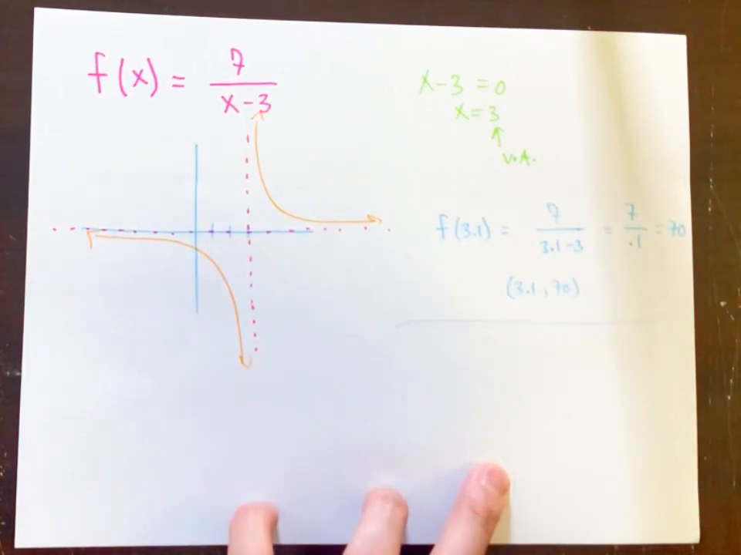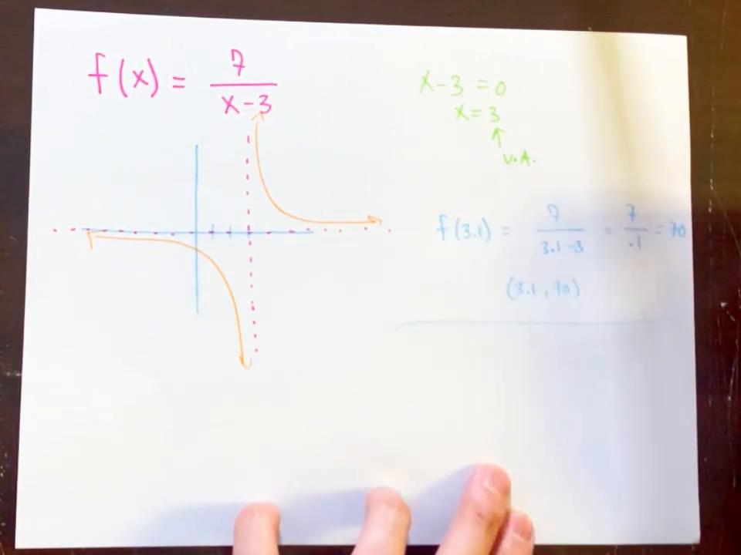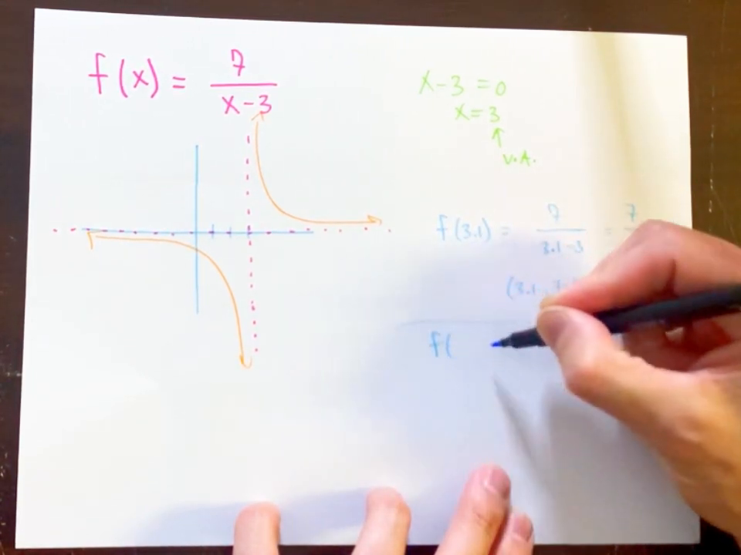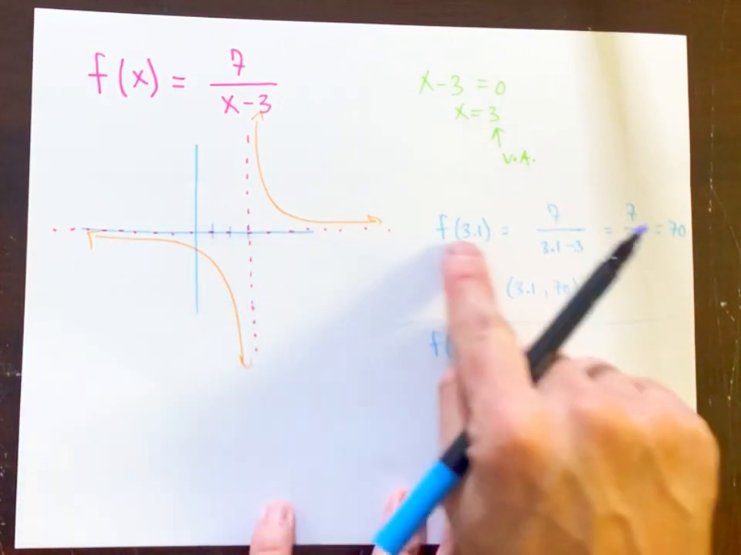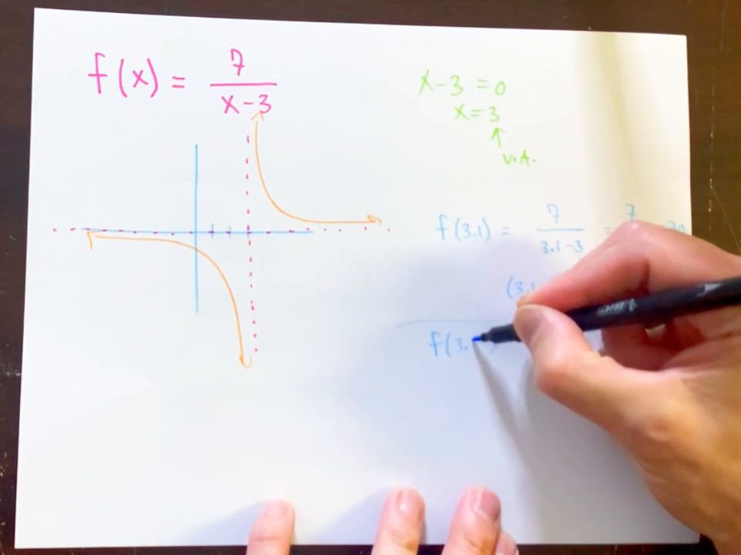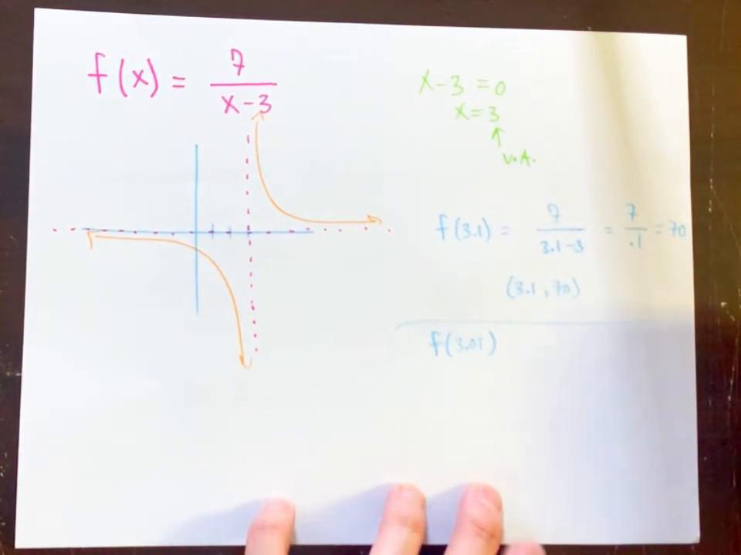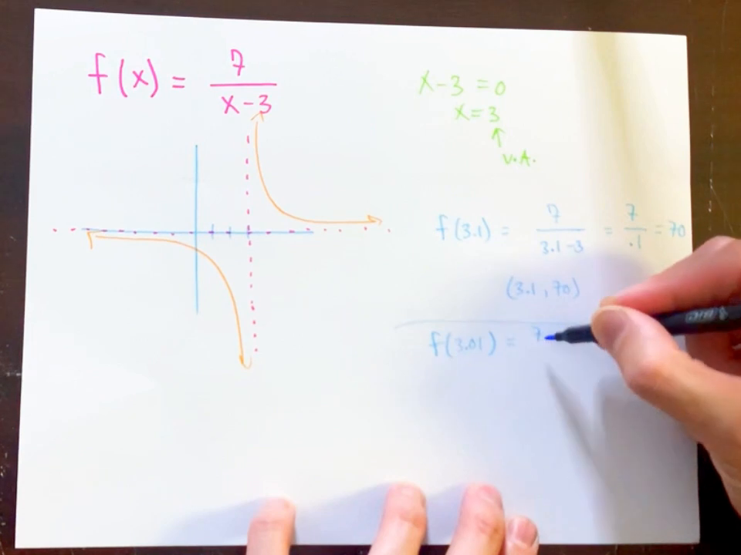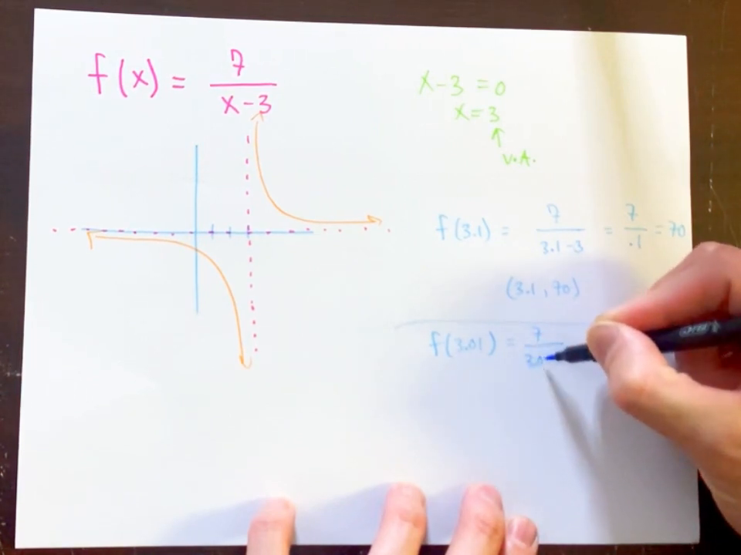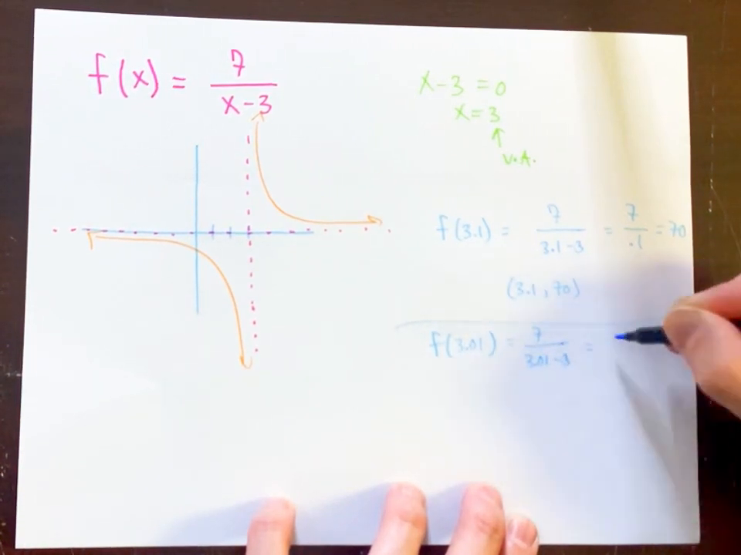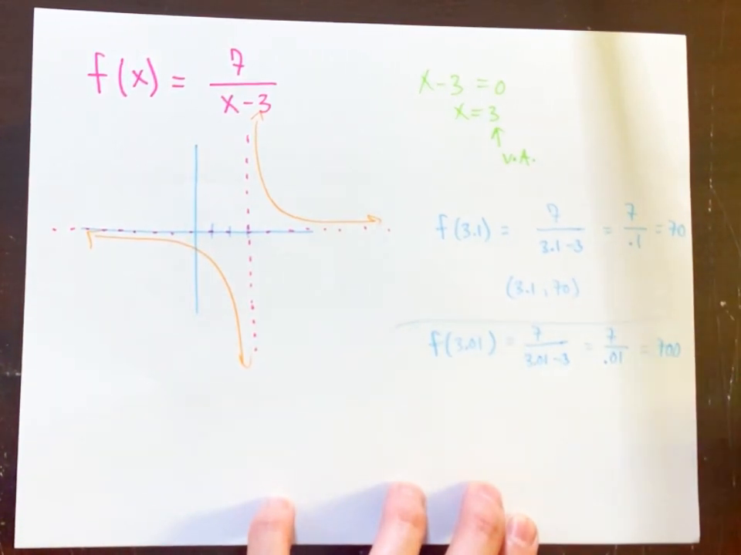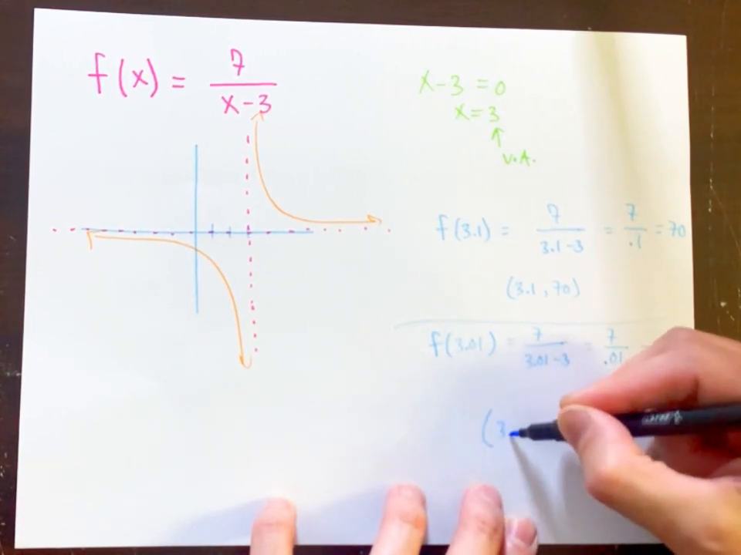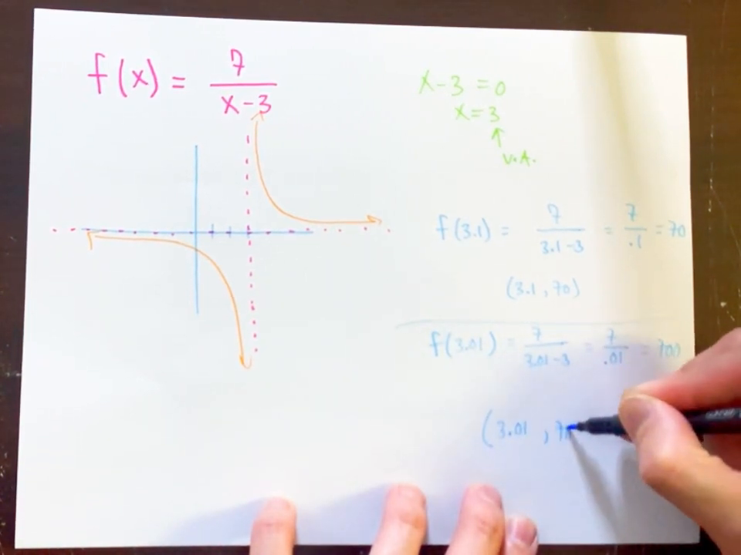Let's try this again, a different number. So (3.1, 70), that 70 is pretty big. But you know what I want to do now? I want to get closer to 3 than 3.1. What is the number that's closer to 3 than 3.1? How about 3.01? Okay, if I plug this in, 7 over 3.01 minus 3, which is 7 over 0.01, which is 700. And that point would be (3.01, 700).